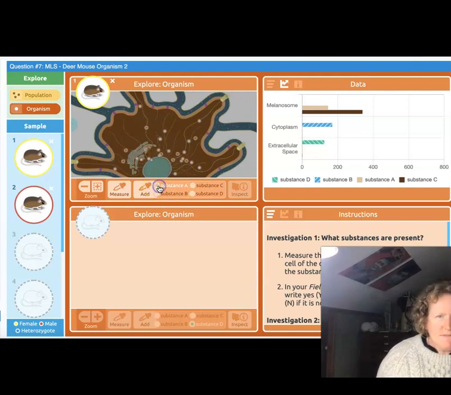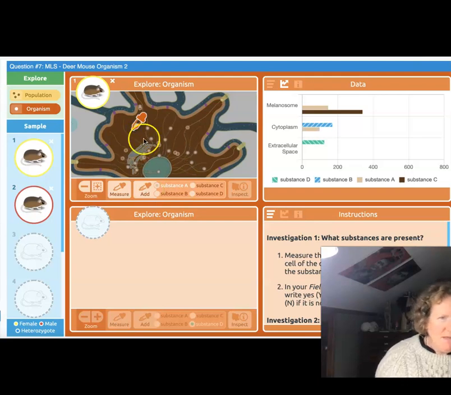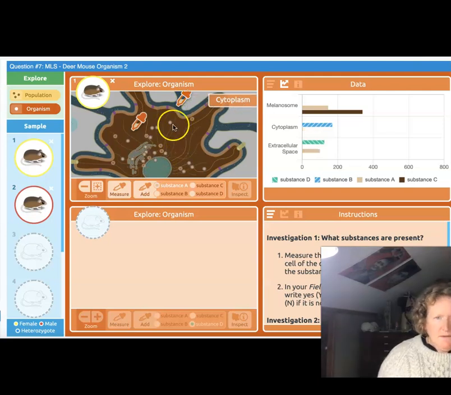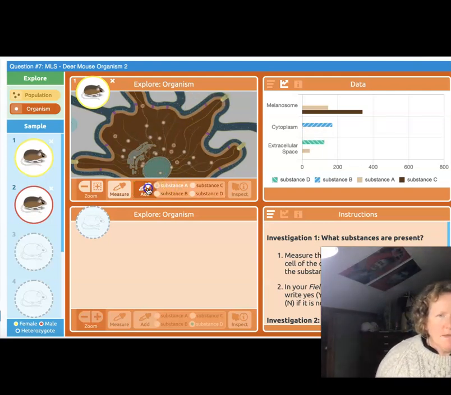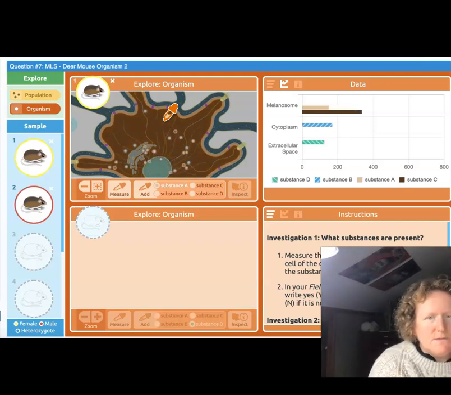Now let's try substance A. If I add it to the cytoplasm, not so much. If I add it to the extracellular space, the cell doesn't really get darker. But if I add it to a melanosome, it gets lighter. Look at that. That's pretty funky. So substance A made the whole cell lighter if I added it to the melanosome.